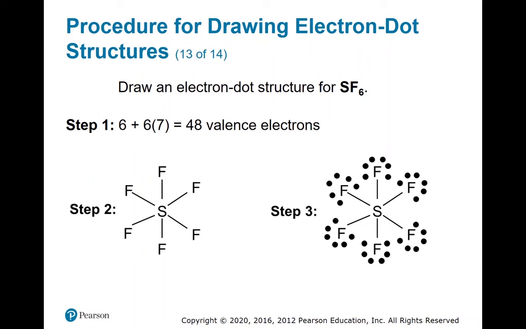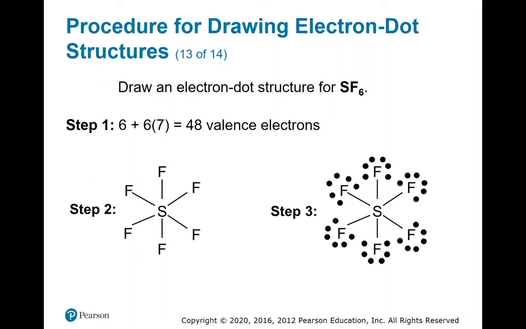Step 5 is to check the octet of your central atom, and if sulfur had fewer than 8 electrons around it, what we would need to do is to form some double, maybe some triple bonds. But if you look at your sulfur, it has 6 bonding pairs of electrons around it. Each of those sulfur-fluorine single bonds is a pair of electrons. So sulfur doesn't have 8 electrons around it, it actually has 12 electrons.